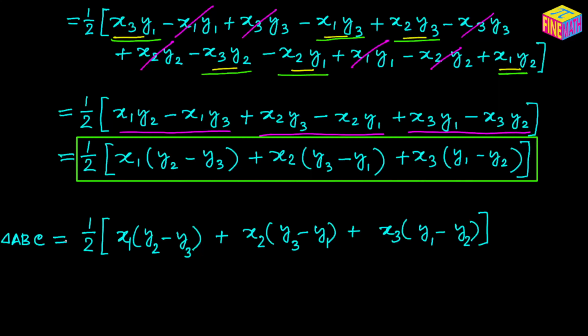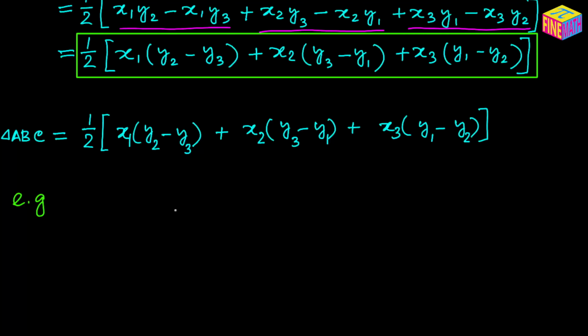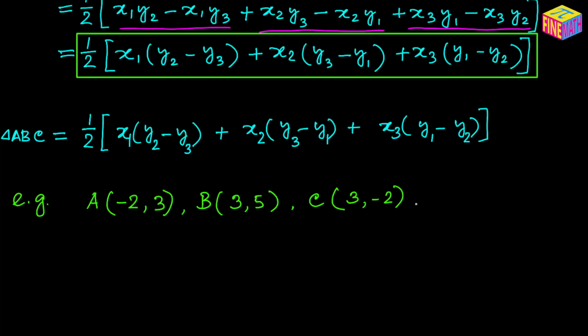Let's take a quick example. Suppose we have been provided the coordinates of the 3 vertices like this. And in this example, I'm going to use some negative coordinates also. Let's say we have the coordinates of the vertex A provided as negative 2, 3, and the coordinates of the vertex B have been provided as, let's say, 3, 5, and then the coordinates of the vertex C suppose have been provided as, let's say, 3, negative 2. Now we have to calculate the area of this triangle.